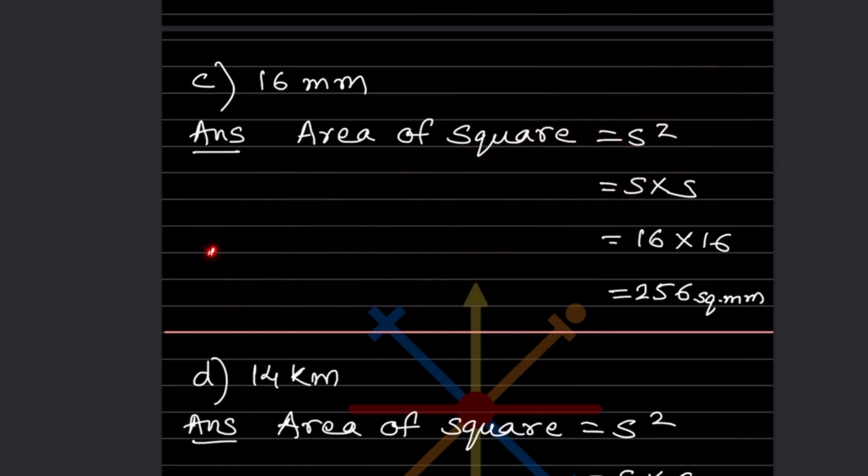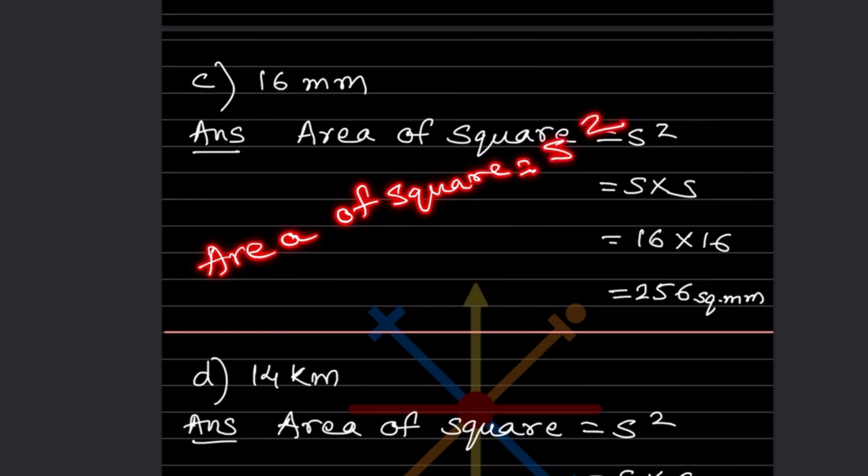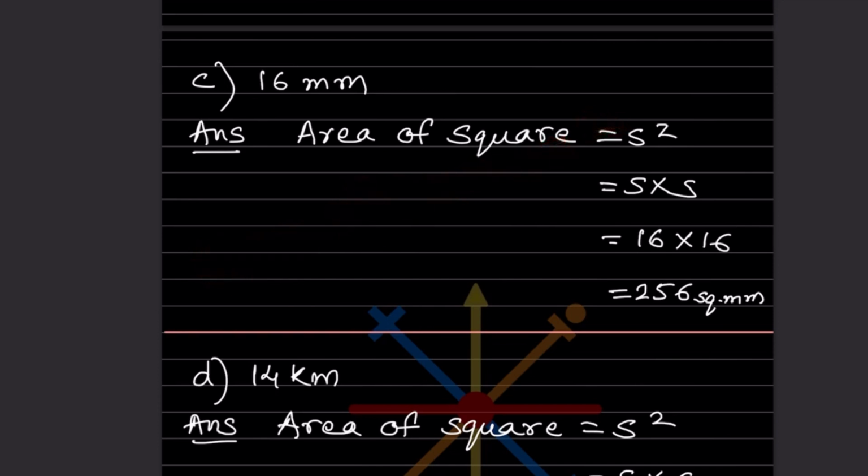Again, what are you going to do? The area of a square, that is S square. So all these four formulas you are going to write together, because when you write them together you can differentiate which is what. Otherwise, separately, sometimes you might forget. So always write the formulas, and these four formulas should be together.